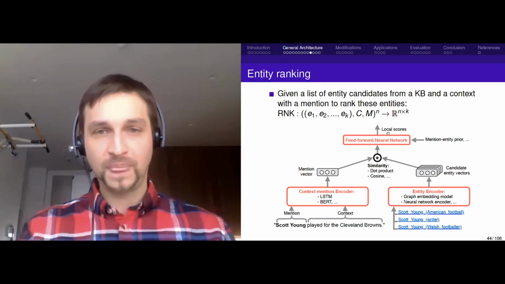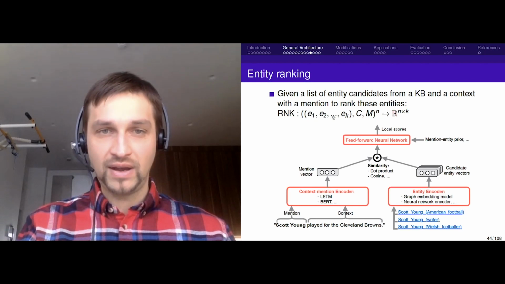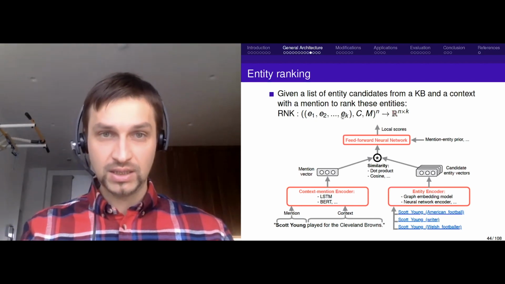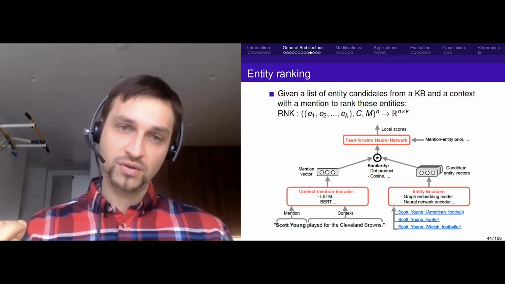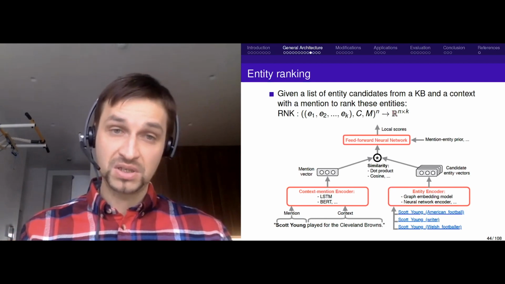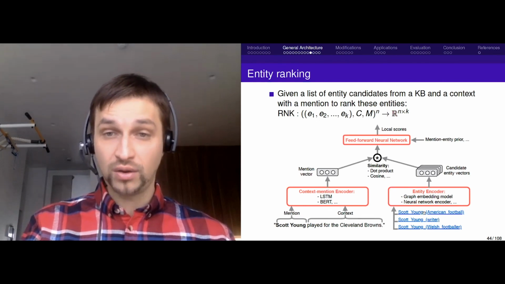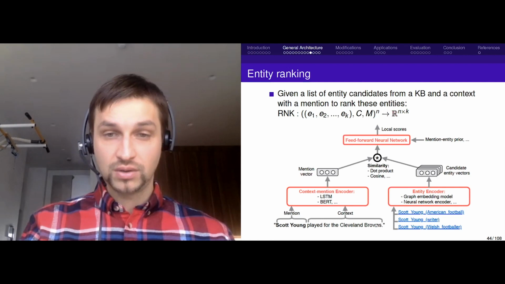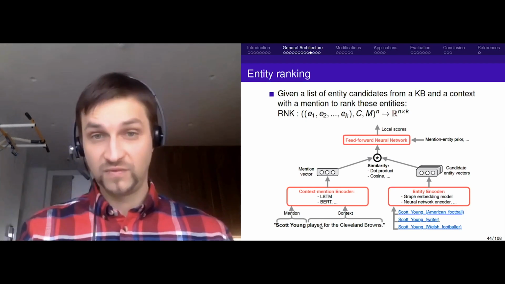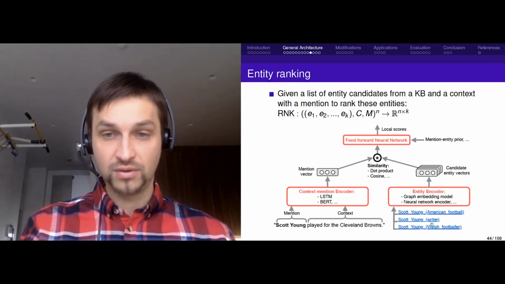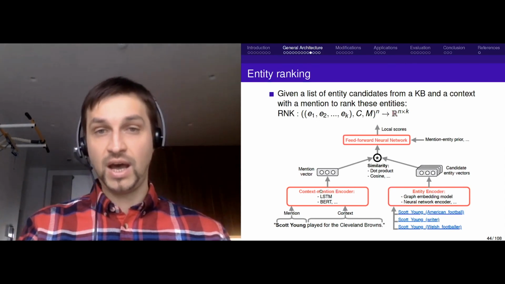So, okay, another important component of this is entity ranking. Entity ranking works like this. You have a list of entity candidates, a context, and a mention. And you want to produce a score which characterizes the fitness of this particular mention in this particular context with one of these candidates. So in this context, writer is much less fit than maybe American or professional football player.